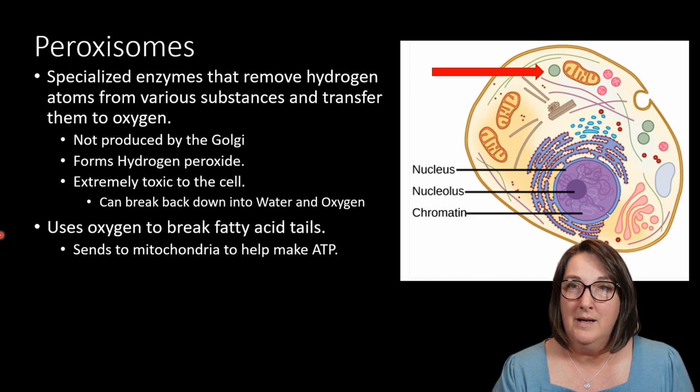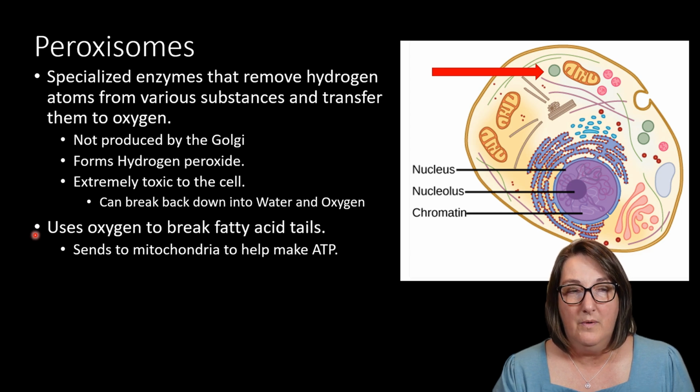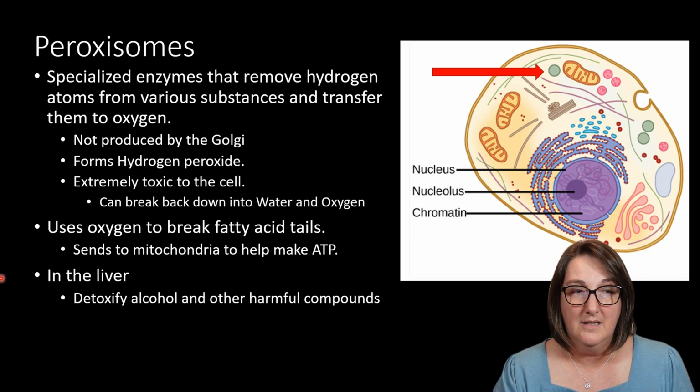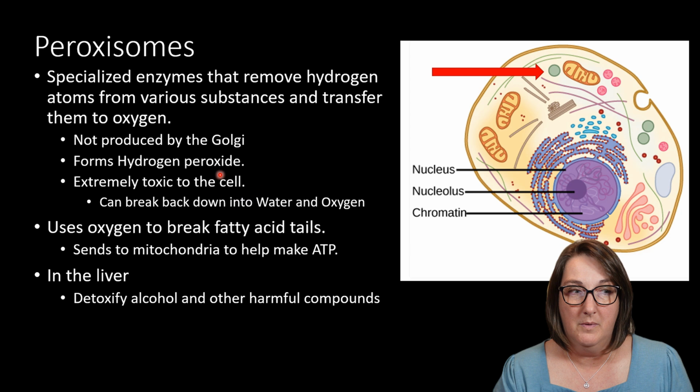So this is used to break up fatty acid tails. It's used to help mitochondria with ATP, and ATP is the energy currency of the cell. So it's able to break down some of these fatty acid tails to help with energy. In the liver, it can detoxify alcohol and other harmful compounds. So again, it's a toxic material, so it's able to go in and break some of these bonds apart.